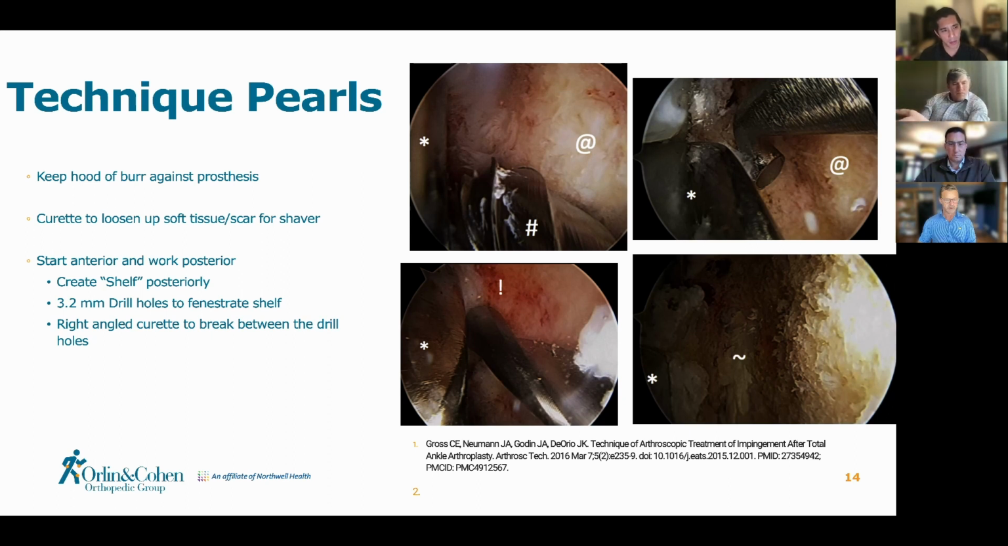And the idea is to start from anterior to posterior. So you start from what you can see and move toward what you can't see, and you work your way all the way to the back till you encounter that last bit of bone before you get into the soft tissue.